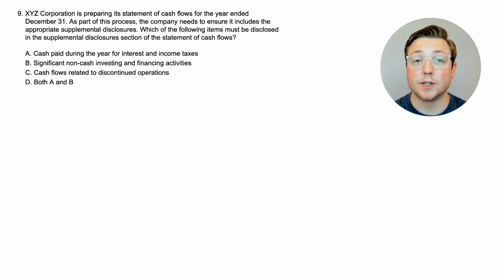All right, here we are at question 9. XYZ Corporation is preparing its statement of cash flows for the year end December 31st. As part of this process, the company needs to ensure it includes the appropriate supplemental disclosures. Which of the following items must be disclosed in the supplemental disclosure section of the statement of cash flows? So you probably don't know this, and that's okay. We're going to dive straight into the answer. Which of these is required to be disclosed?